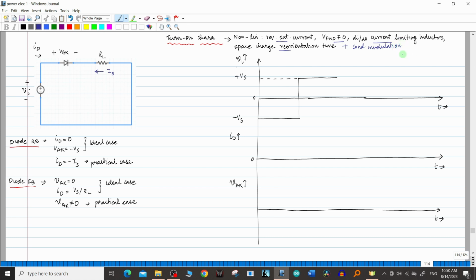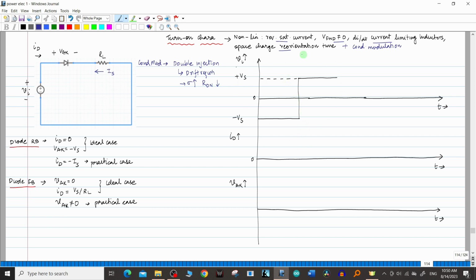I told you what conductivity modulation is. Basically, conductivity modulation is caused by double injection. This I have already covered in depth in a video. It is caused due to double injection of charge carriers in the drift region, due to which conductivity increases, and therefore the on-state resistance of the power diode decreases. This is what is going to happen.